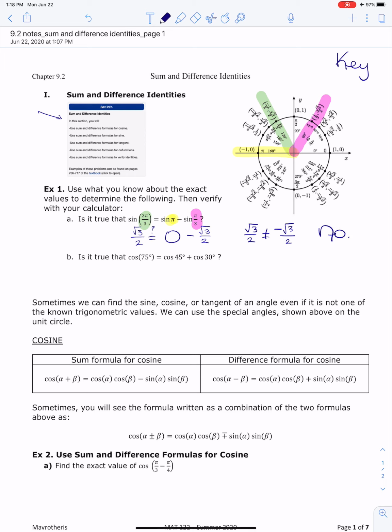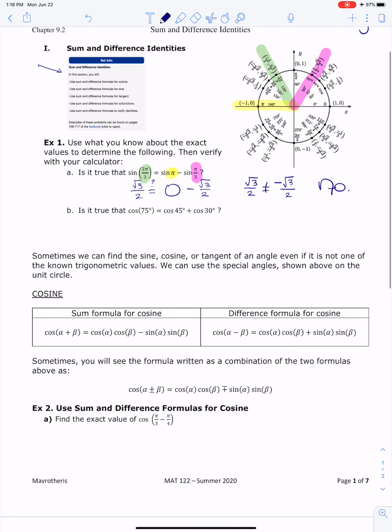A little bit of a bummer. Let's try cosine. Is it true that the cosine of 75 degrees equals the cosine of 45 degrees plus the cosine of 30? Well, I can find exact values for cosine of 45 and cosine of 30, but not for the cosine of 75. So I'm just going to go ahead and use a calculator for all of this. If I plug in the cosine of 75, I get 0.2588.